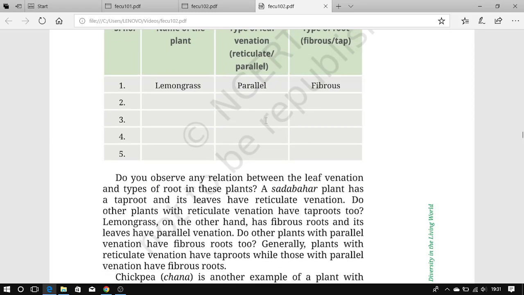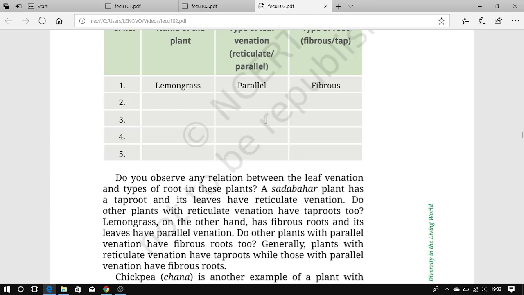So you will include 4 other plants, their venation and types of roots. Have you observed any relation between the leaf venation and the type of roots in these plants? A sadabahar plant has a taproot and its leaves have reticulate venation. Do other plants with reticulate venation have taproots too? Lemongrass, on the other hand, has fibrous roots and its leaves have parallel venation. Do other plants with parallel venation have fibrous roots too?